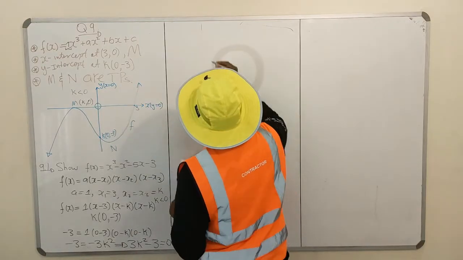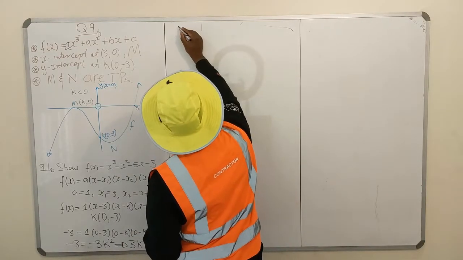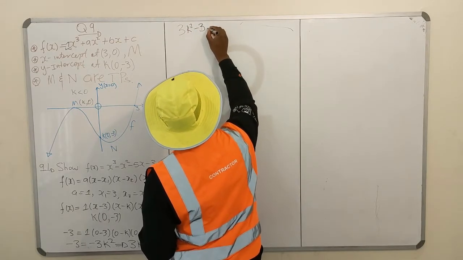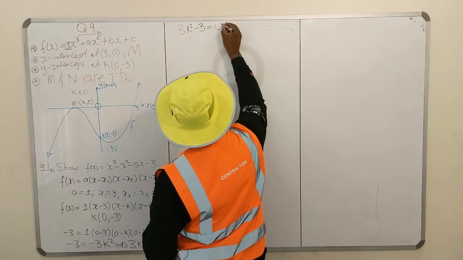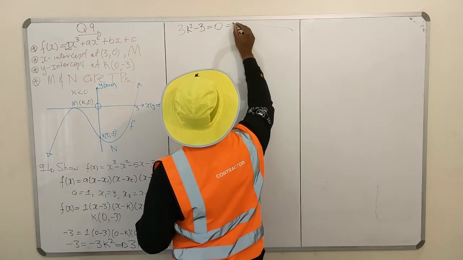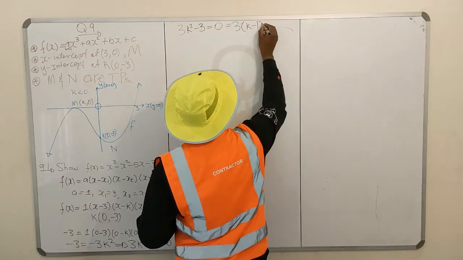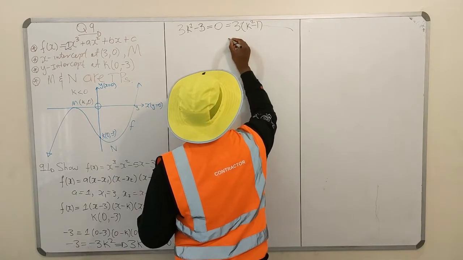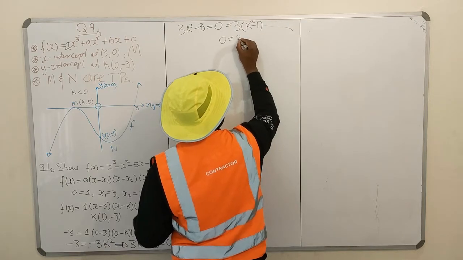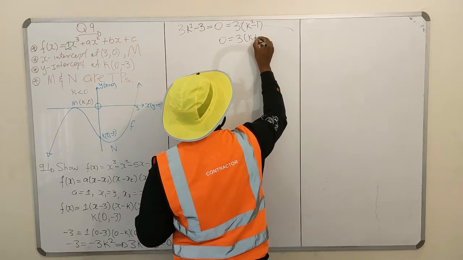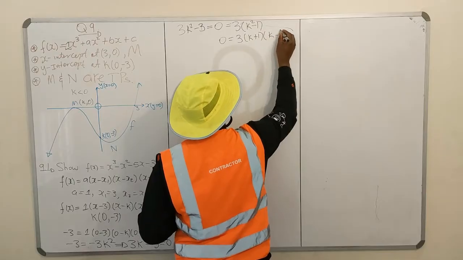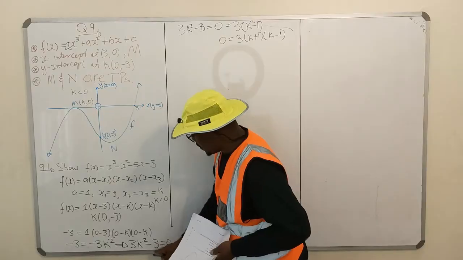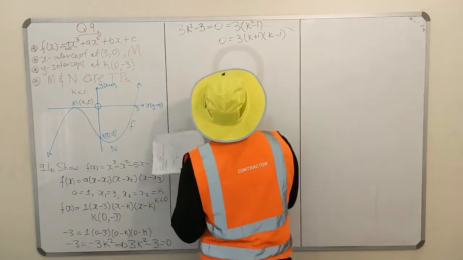So let's factorize it. What we have is 3k squared minus 3 is equal to 0, right? Let's take out the common factor, 3. So you're left with k squared minus 1. So 0 is equal to 3 times (k plus 1)(k minus 1). I'm factorizing this, but if you can't factorize, you can use the quadratic formula from here. Good.